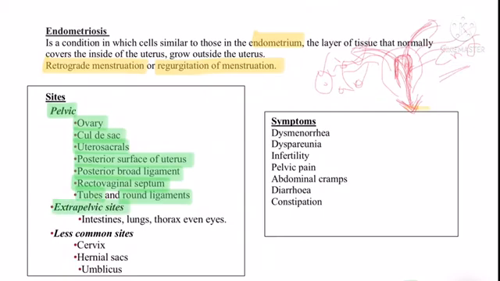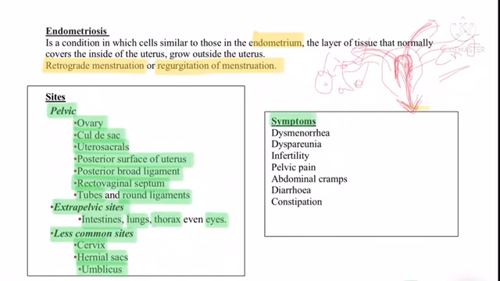What are the extra-pelvic sites? It can also be found in the intestine, in the lungs, thorax, even in the eyes. The less common sites are the cervix, because it is antegrade flow. When there is antegrade flow and deposition in the cervical mucosa or cervical region, it is a less common area. Other sites include hernial sacs and umbilicus.